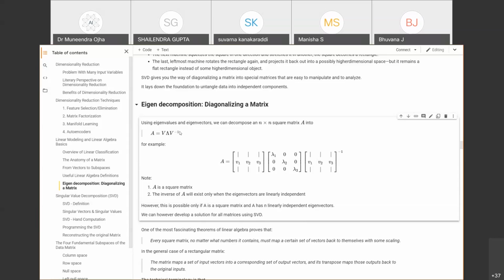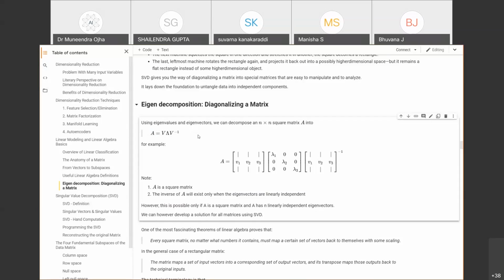It is very important that you understand that we can decompose only a square matrix for which an inverse is possible, that is, an inverse exists for this matrix. So A is a square matrix, and the inverse will exist only when the eigenvectors are linearly independent. If that is the case, then we can decompose this matrix into three subcomponents: V, lambda, and V inverse. And the multiplication of these three components will result back in our original matrix A.